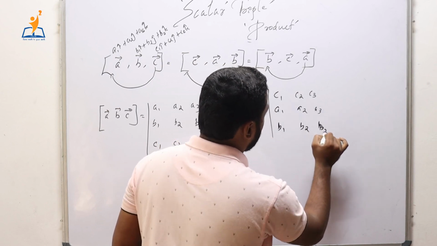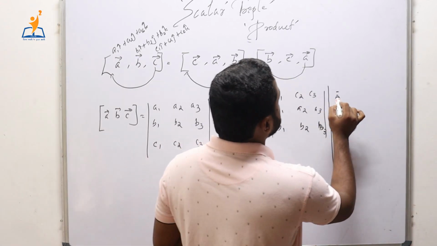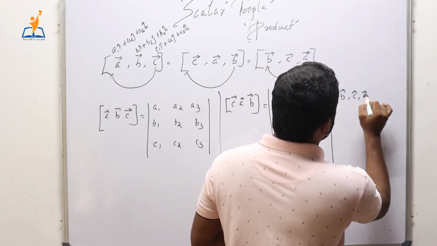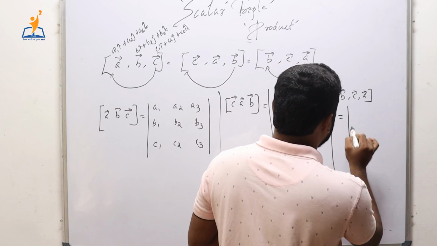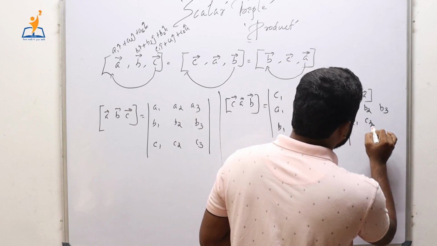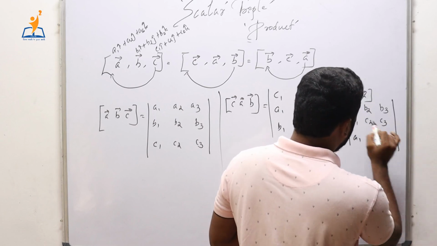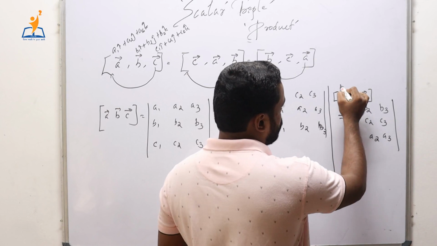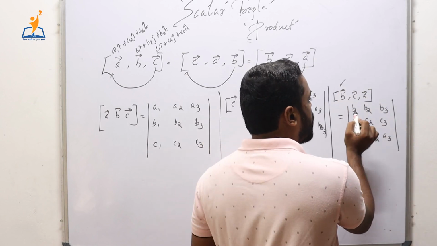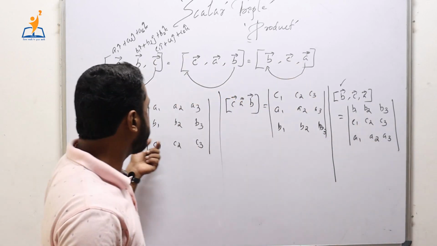And the last box product is box BCA, right? Box BCA is equal to the determinant B1, B2, B3, C1, C2, C3, A1, A2, A3, because B is the vector in the first place of the box, and so we have to write the components B1, B2, B3 in the first row of the determinant and so on. So we get 3 determinants.